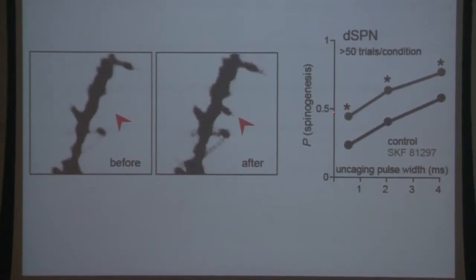And now if we activate D1 receptors with SKF in vitro, you can see that we can make this process more efficient. Okay? And this is PKA sensitive. So there is an interaction between glutamate and type 1 dopamine receptors and PKA to determine the formation of new synapses.